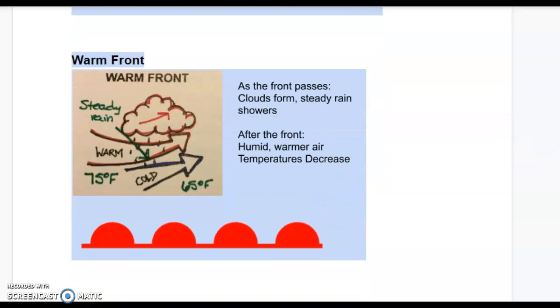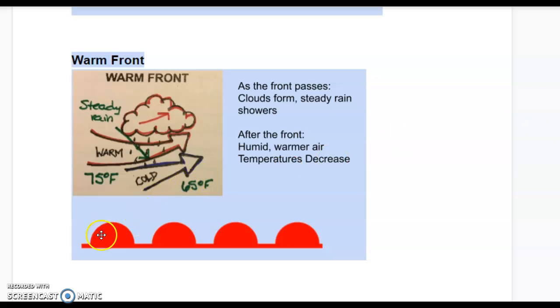A warm front, on the other hand, is when a warm air mass rides over the top of a cold air mass. When that warm front pushes through, you see a lot of clouds coming in. You tend to get a steady rain. Once the front has moved on, behind the front, we tend to have very humid air. It's still very cloudy. The air is warmer, so our temperature is increasing.